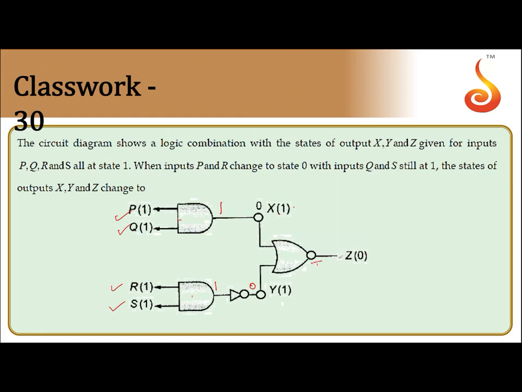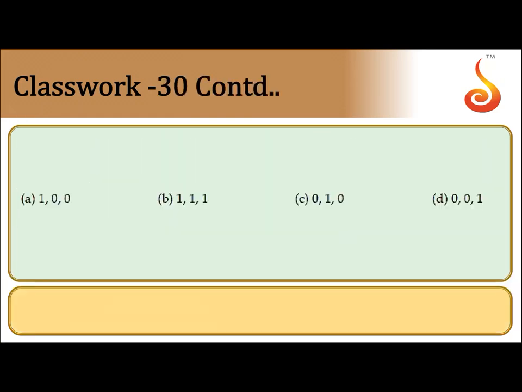Now what is done is, the inputs P and R change to 0. P and R are changed to 0. So what will be the values of X, Y and Z? Let me redraw this circuit. Here is AND gate, here is another AND gate. So P is changed to 0, Q is remaining at 1, R is changed to 0, S is remaining at 1.